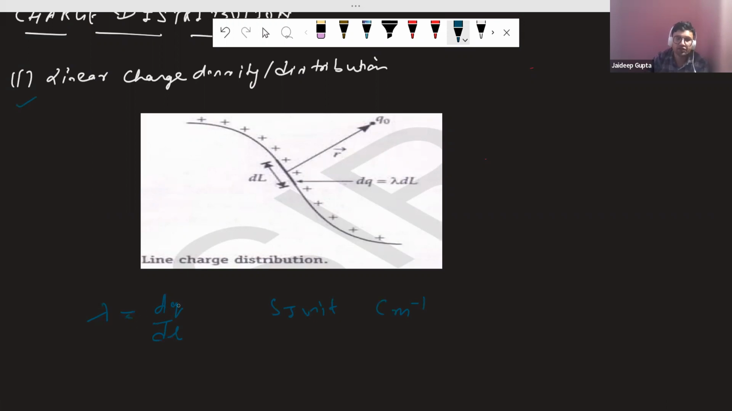Means let it be a wire having length L. How much charge is distributed over unit length is known as lambda. So linear charge density or distribution is defined as dq over dl, that is charge per unit length. Means the charge distributed over a unit length is known as linear charge density. Its SI unit is coulomb per meter.